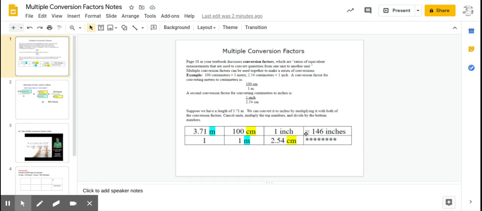Now, after you've set everything up and shown the canceling, then we top times, down divide. Anything on top, we times. Anything down, we divide. It doesn't matter the order, we'll get the same answer. And 146 there. That's another example here.